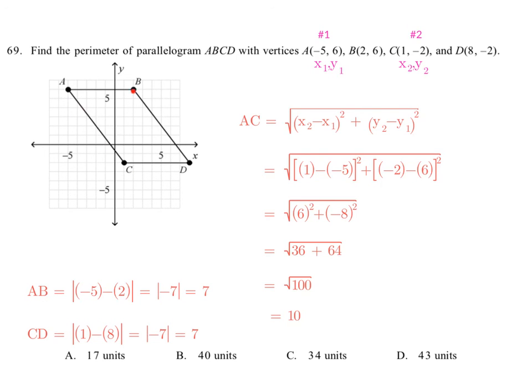And it just so happens we have it twice, remember? So we get this 7 plus this 7 plus this 10 plus this other 10 for the other one. When we add them together, we get 34. And then we find out that that is answer C. That's how you do it.